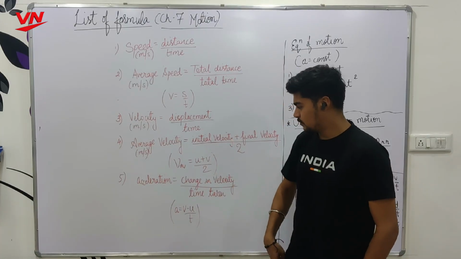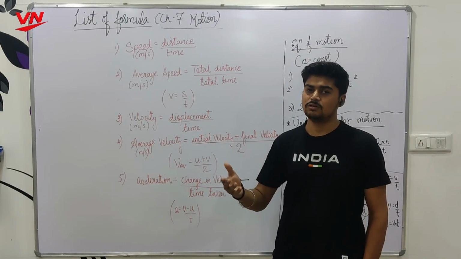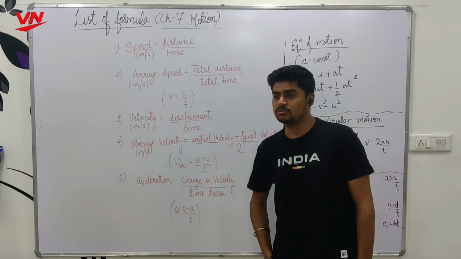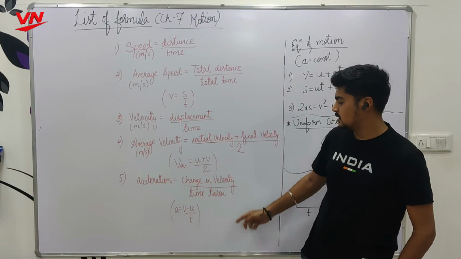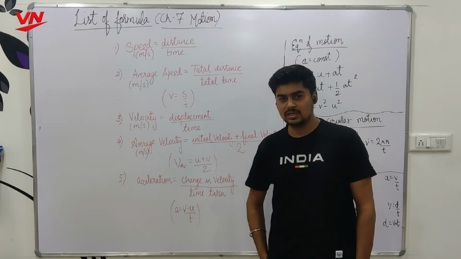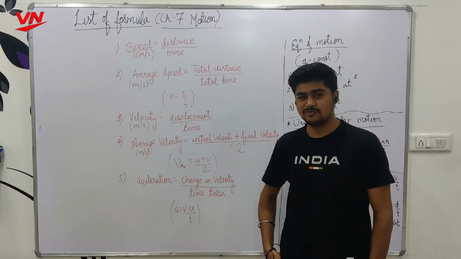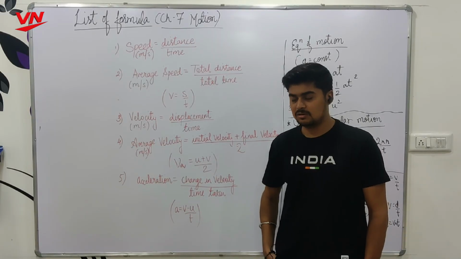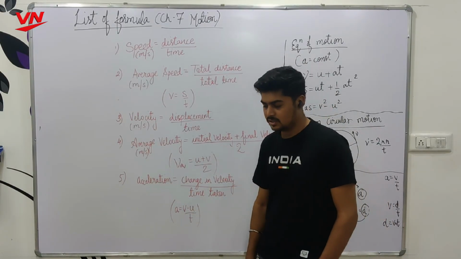Another important formula is of our acceleration. Whenever there is any change in velocity with respect to time, that is the change in velocity per unit time, that is your acceleration. You can remember the formula a is equals to v minus u by t. v means final velocity, u means initial velocity. Final velocity minus initial velocity upon time taken.